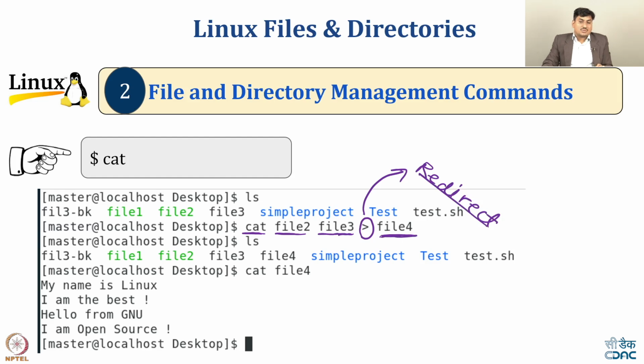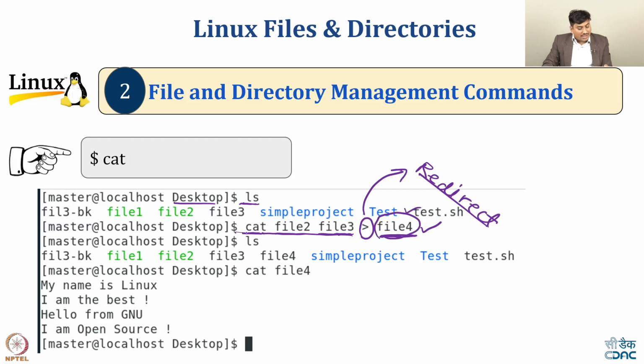So in this case, whatever the contents of file 2 and file 3 are, they are concatenated, and another file is created with the name which we give, and the content of these two files is transferred or copied there. One file will be created with this name. You can see that before running this command there was no file with the name file 4.